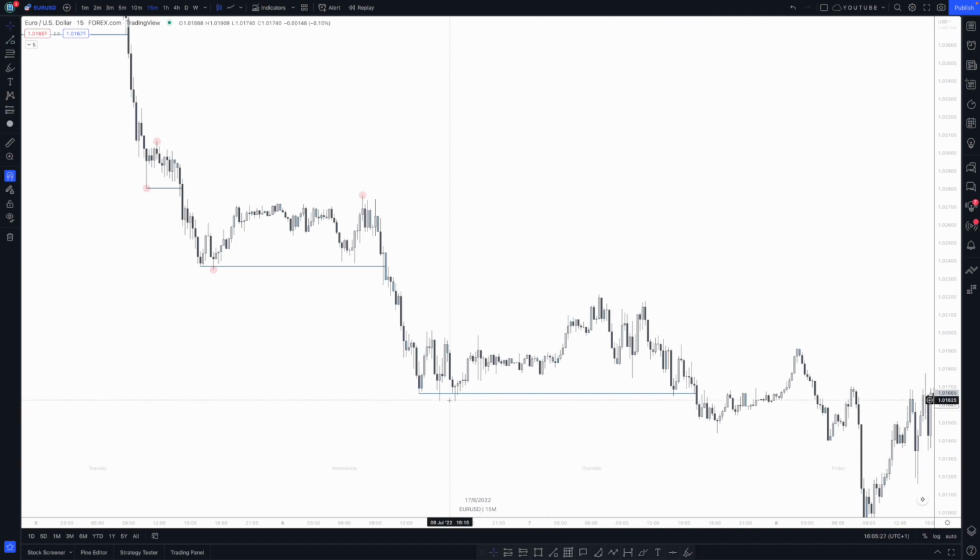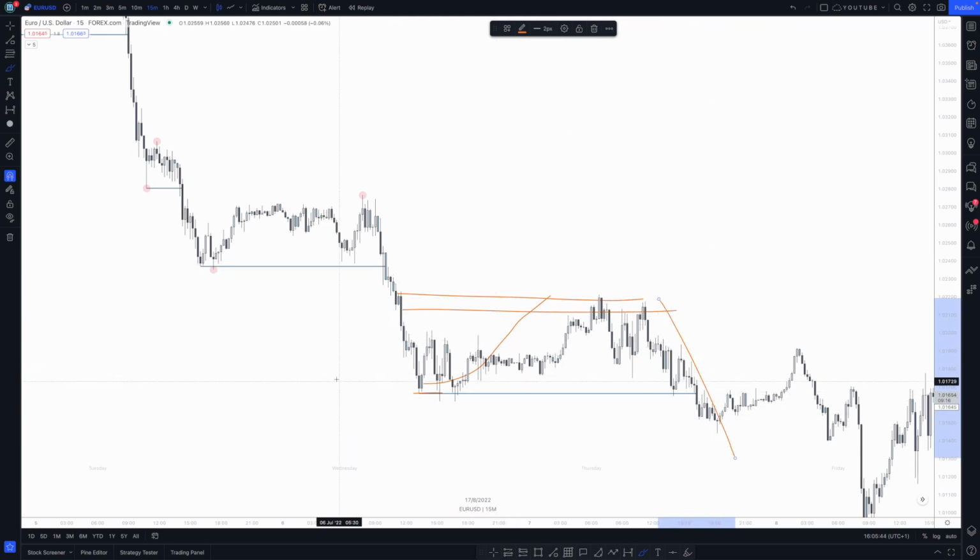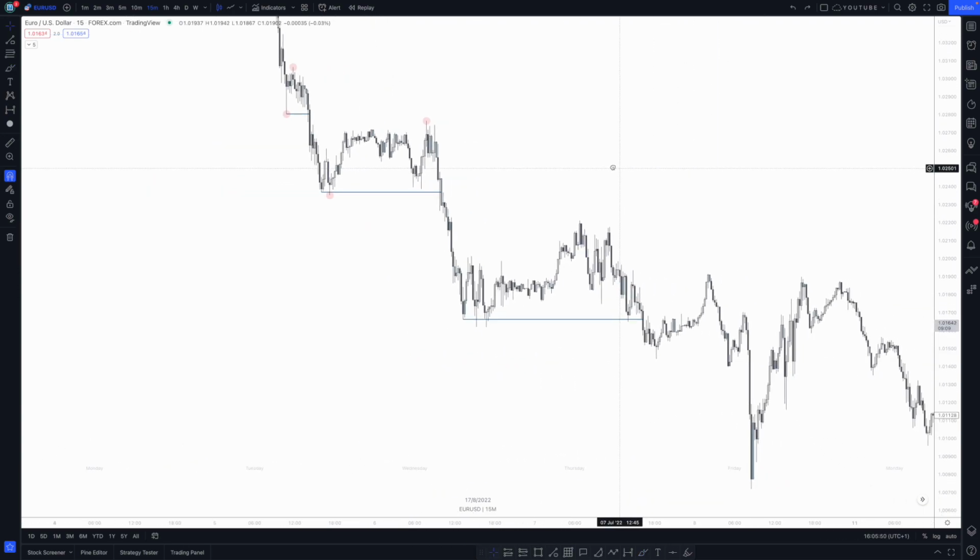So as you can see, we do wick through it here, we wick through it here, we wick through it here, but all this is doing is we are taking liquidity from beneath these lows. We're taking liquidity from beneath these lows here to fuel price up into supply zones around here, in order for price then to come down and break this weak 15M swing low. So that's the overall way that I look at market structure.